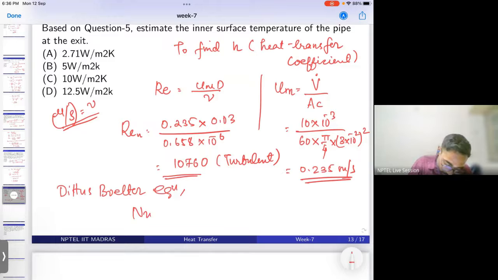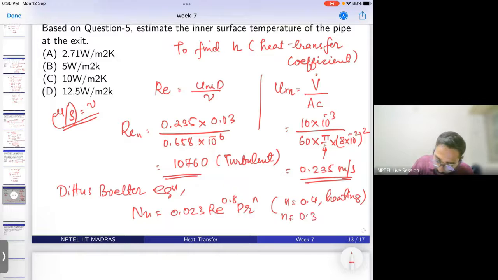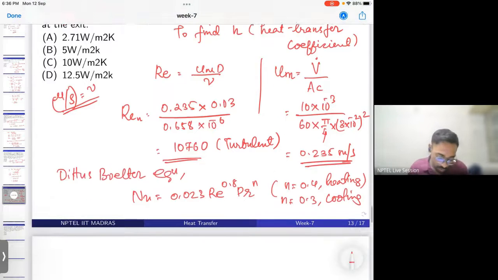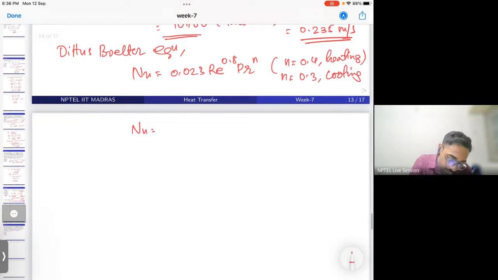That is, the Nusselt number is equal to 0.023 Reynolds number raised to 0.8 Prandtl number raised to n, where n is equal to 0.4 for heating and n is equal to 0.3 for cooling. So here this is a heating condition, meaning the water is gaining energy, the temperature of the water is increasing, so it is gaining heat. So for this case it is 0.023 Reynolds number raised to 0.8 Prandtl number raised to 0.4.